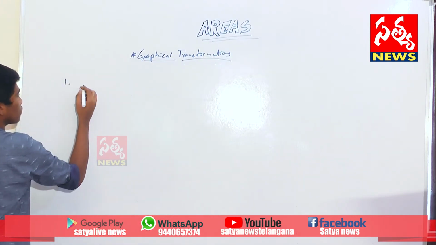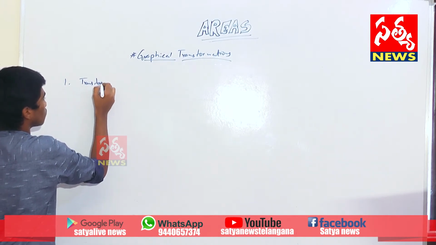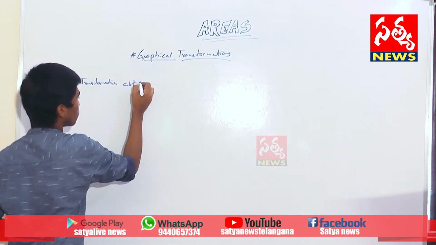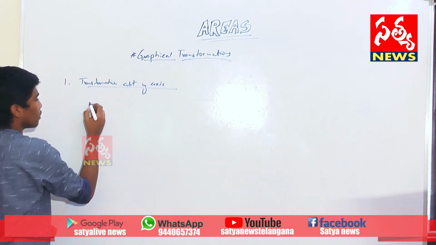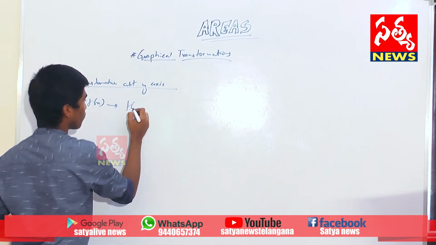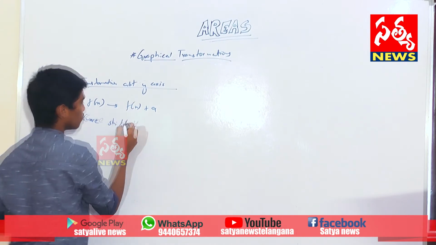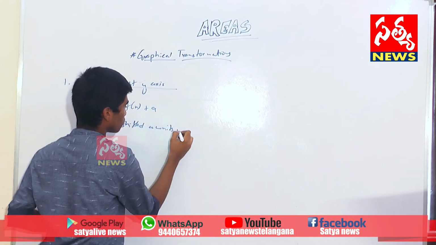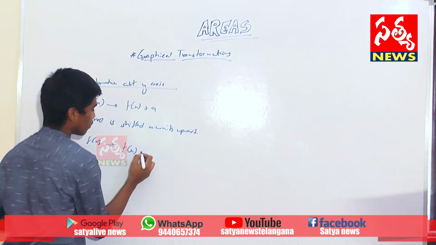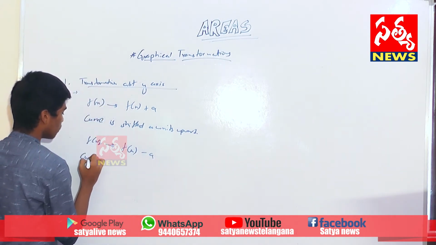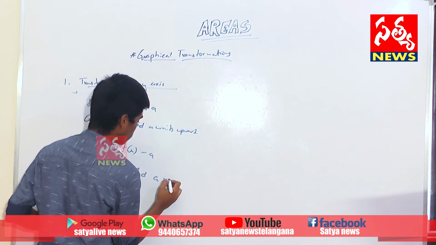First one, transformation about y-axis. If f of x is made to f of x plus a, then the curve is shifted a units upward. And if f of x is made to f of x minus a, then the curve is shifted a units downward.